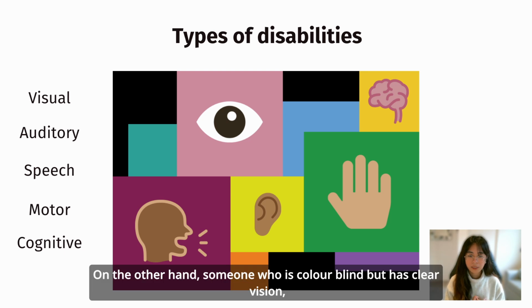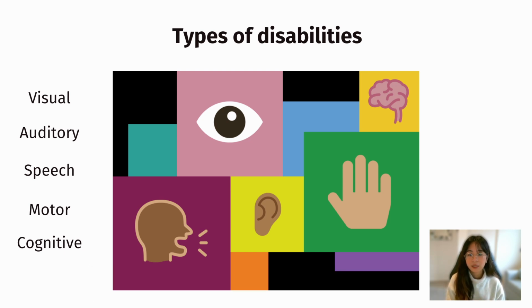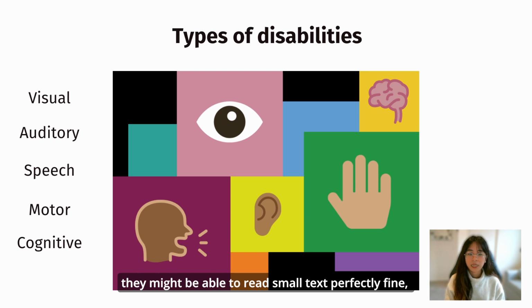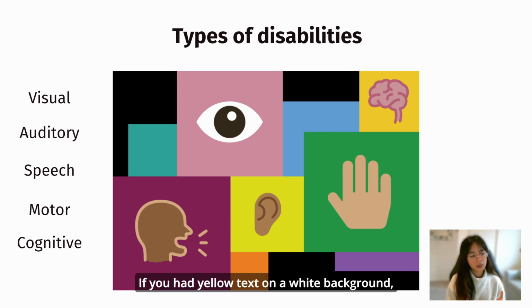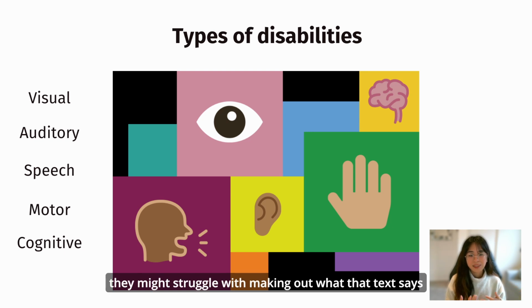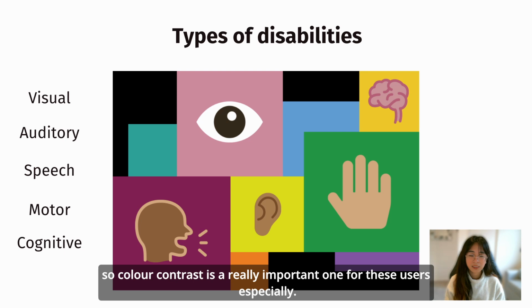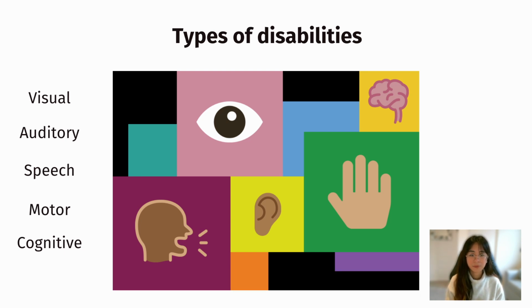On the other hand, someone who is colorblind but has clear vision, they might be able to read small text perfectly fine, but they won't be able to see it if there isn't enough contrast between the text and the background. So if you had yellow text on white background, they might struggle with making out what that text says, so color contrast is a really important one for these users especially.